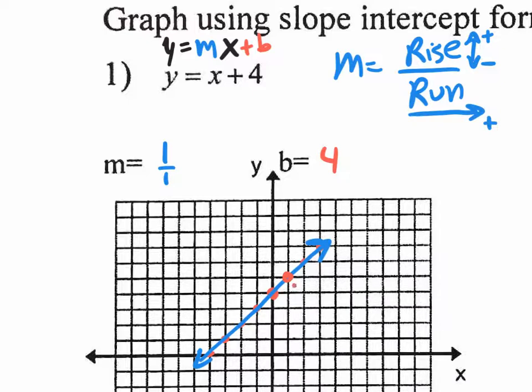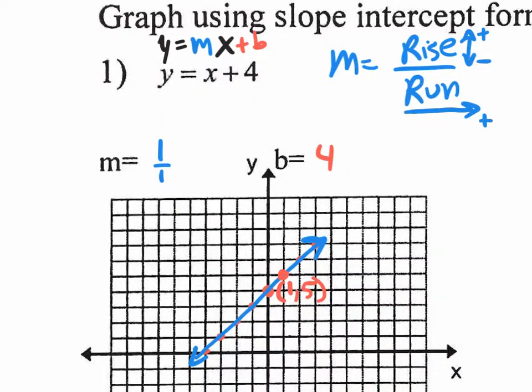This coordinate right here is (1, 5). That is a solution to this equation. If I plug in a 1 for x right there and a 5 for y right there, because the coordinate is (1, 5), that would say 5 equals 1 plus 4, and that's a true statement. Does that make sense? So why do we graph? To represent the infinite amount of answers that exist to an equation. It's just a review from semester 1.